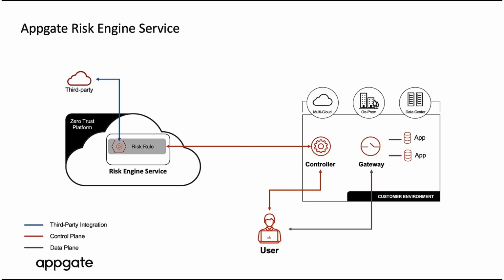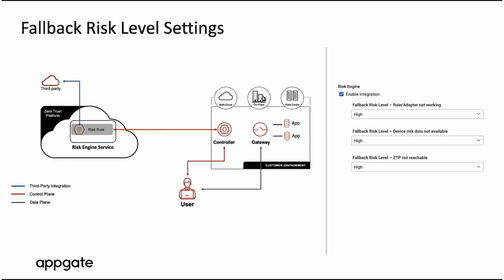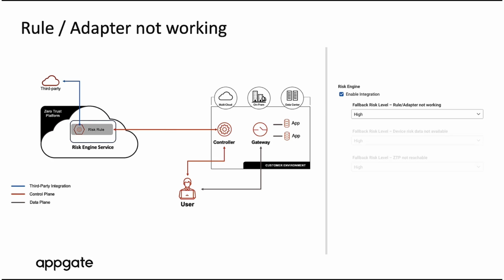Now we're going to take a look at this basic scenario and line that up with the different fallback scores. So let's take a look at it this way. We have 3 different fallback risk levels. Let's zoom in on the first one. A rule or adapter is not working. So what does that really look like? Well, that typically means there's some break, something's broken between the risk rule, the adapter that's communicating with the third-party service.